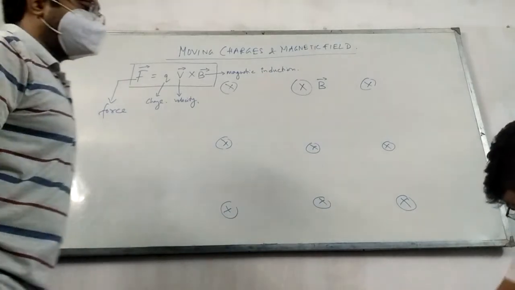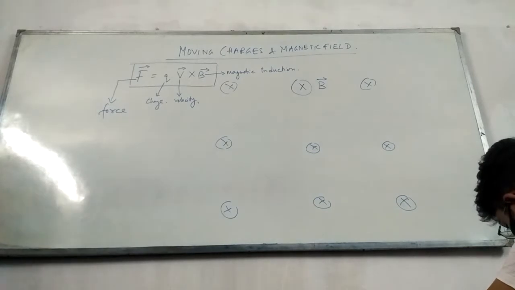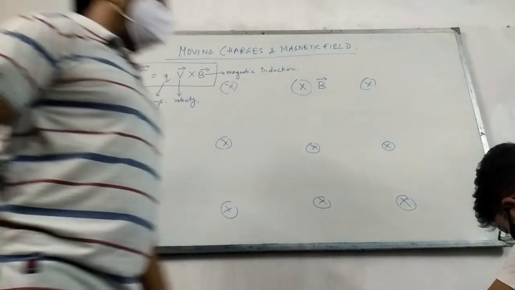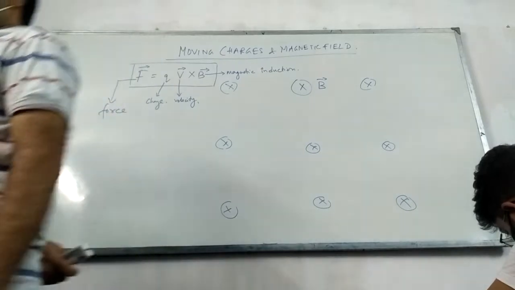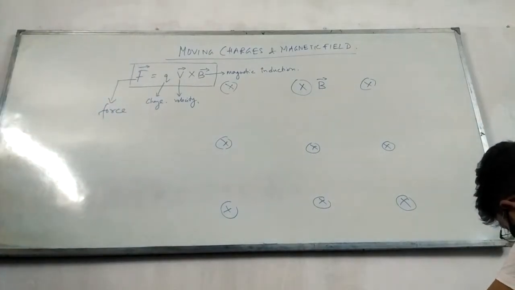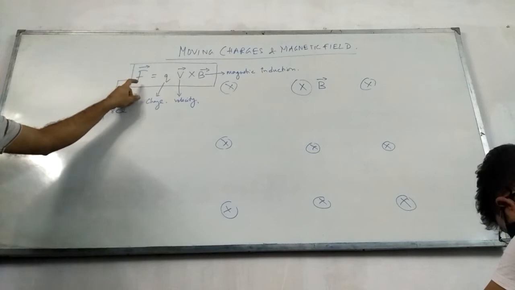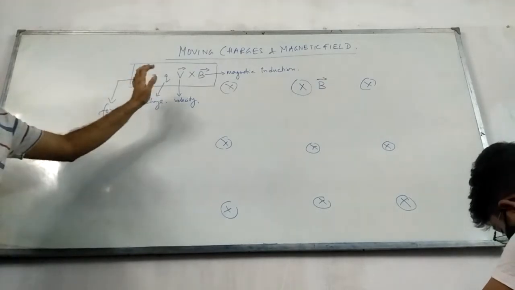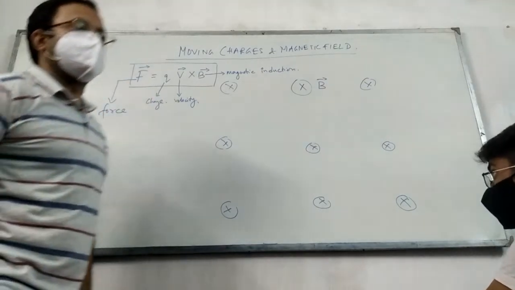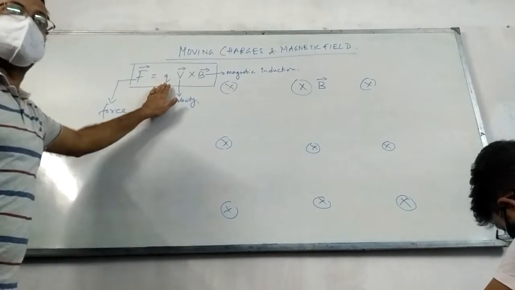Whenever a charged particle is thrown inside a magnetic field, it experiences a force given by this, F equal to Q(V cross B). So you understand, Q is a scalar quantity, doesn't have a vector sign on it.